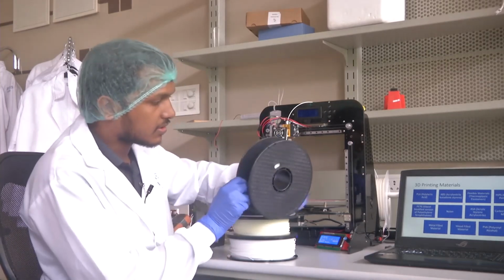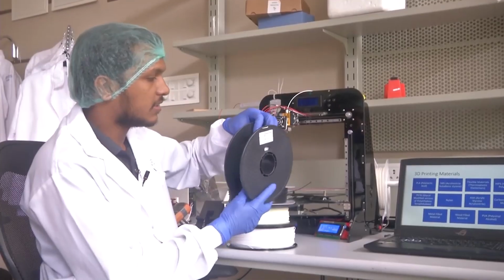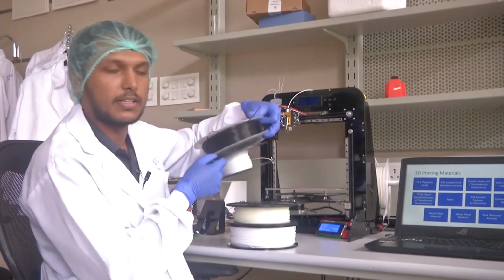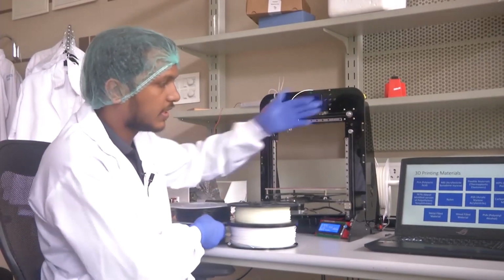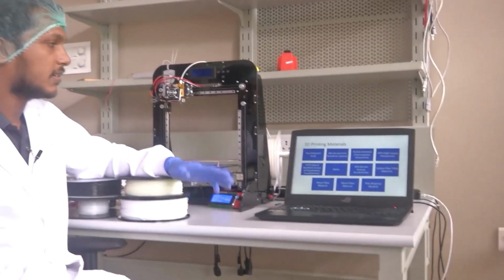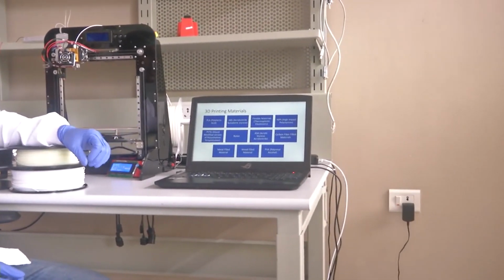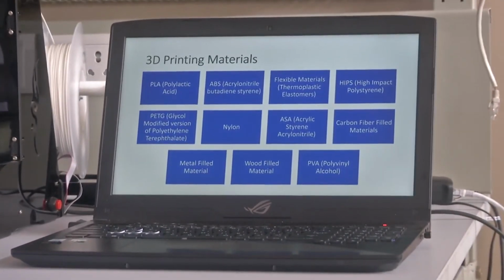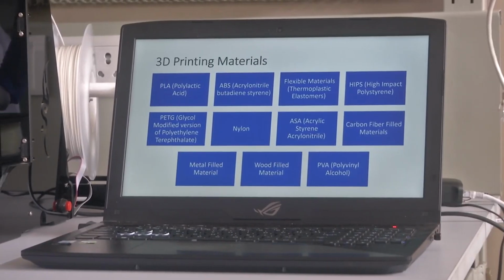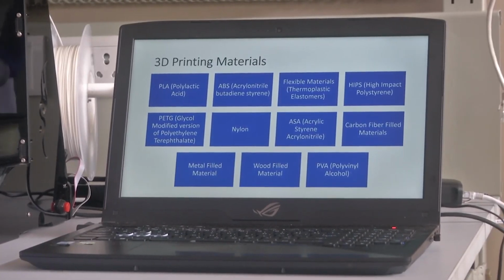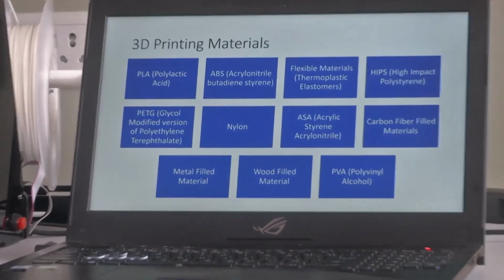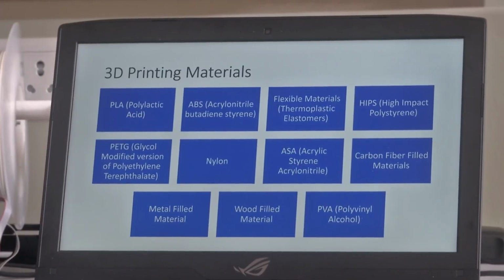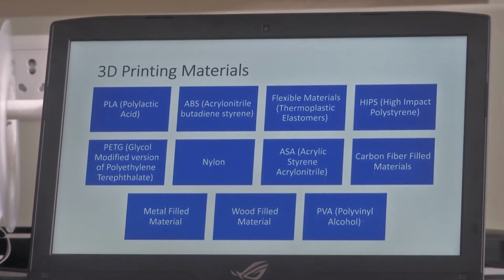And the second one, you can see this is a white color PLA material, and this was a black color 3D printing material. So, next one is ABS, that is acrylonitrile butadiene styrene. That is also one of the widely used 3D printing materials, and ABS is stiffer than PLA material. So, for applications that require more stiffness and more strength, people use ABS 3D printing material.